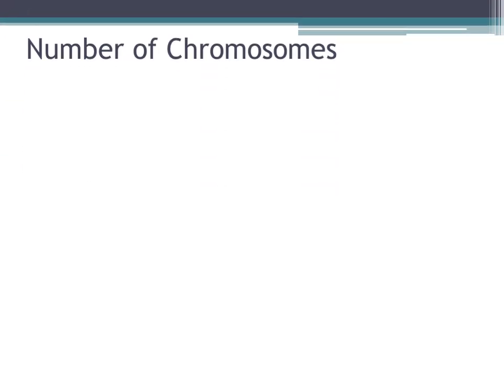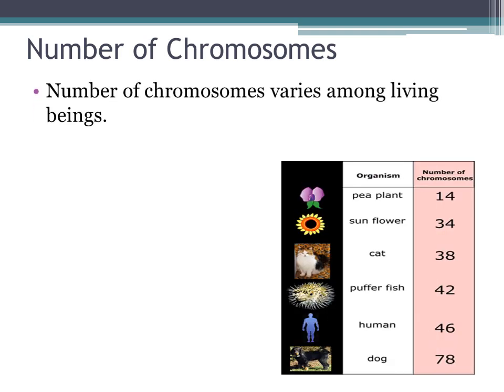We've mentioned earlier that chromosomes are arranged in decreasing size in a karyotype. But how many chromosomes do we have? And do all of us have the same number of chromosomes? I'm sure that these questions are roaming your heads. First, not all living beings have the same number of chromosomes. So number of chromosomes varies among living beings. For example, a pea plant has 14 chromosomes while sunflower has 34 chromosomes. A dog has 78 chromosomes while a cat has 38 chromosomes.